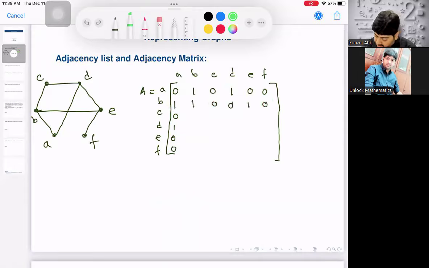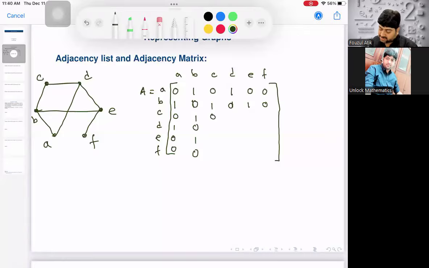So in the second row, B to B was 0. Then B to A is 1, and B to C is 1. Sorry, it was missed. Correct. So now the second row is this. The second column will also follow the same: 1, 0, then 1, 0, 1, 0.